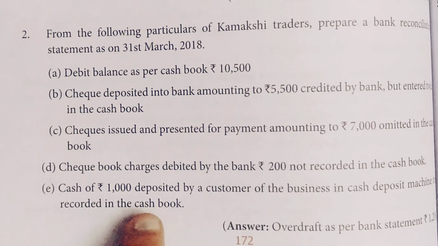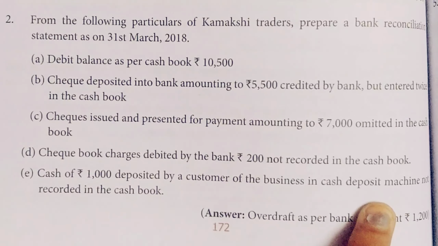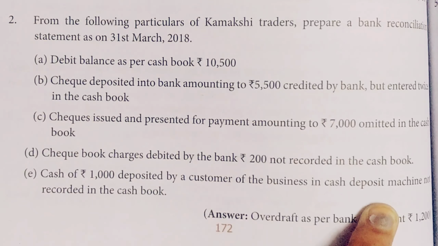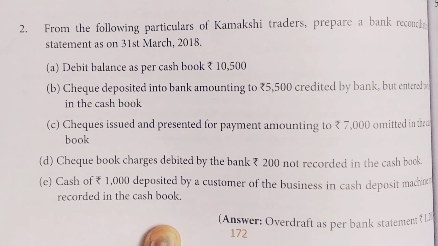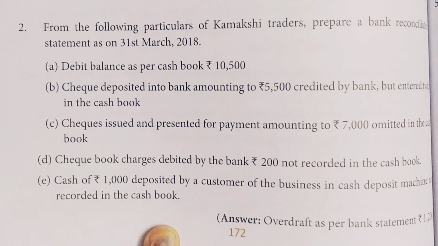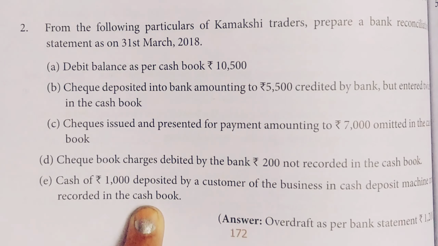Next is cash of rupees 1,000 deposited by a customer in a cash deposit machine. Therefore, it directly goes into the bank account. It is deposited into Kamakshi's bank account, so the bank account will be more. It is not recorded in the cash book. So this particular deposit, the money which we received, is not recorded in the cash book. Therefore, the cash book balance will be less. When it is less, we are going to put this particular transaction in the add category.